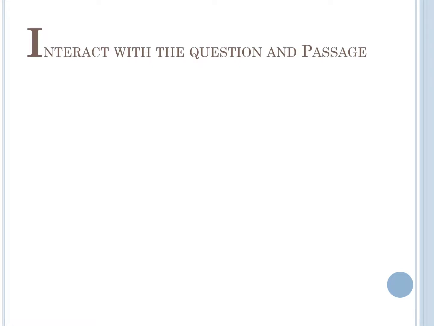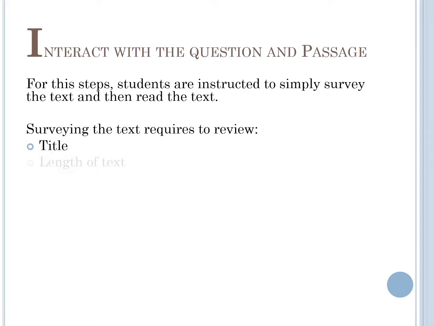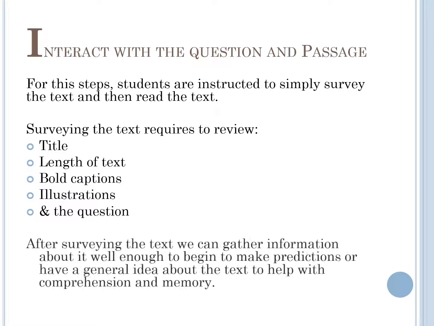Interact with the question and the passage. For this step, students are instructed to simply survey the text and then read it. Surveying the text requires the students to review the title, the length of the text, bold captions, illustrations, and the questions. After surveying the text, we can gather information about it well enough to begin to predict or have a general idea about the text, which will help with comprehension and memory.